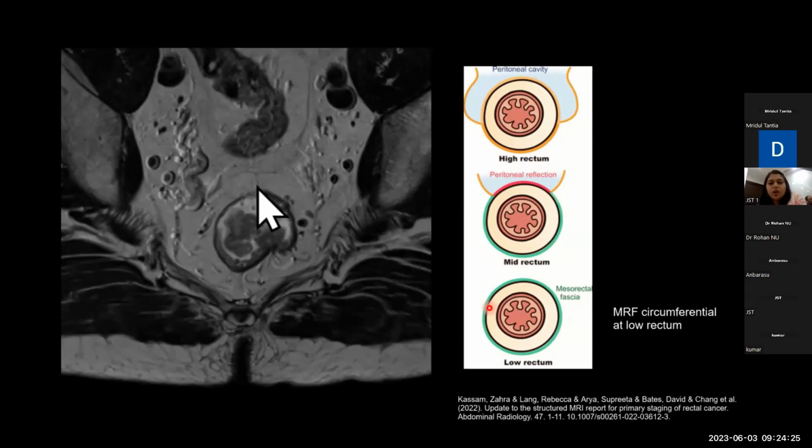This is again very important as we differentiate between T3 MRF positive staging and T4a. As soon as the tumor invades the peritoneal reflection, it upstages the tumor to T4a. On the other hand, if it's going to the MRF, it's MRF positive, and it will still be T3 stage, but MRF positive.